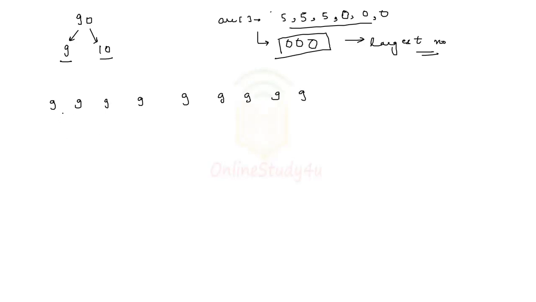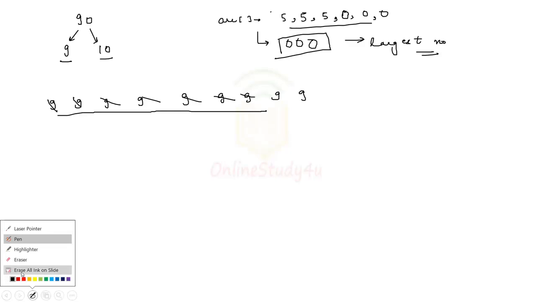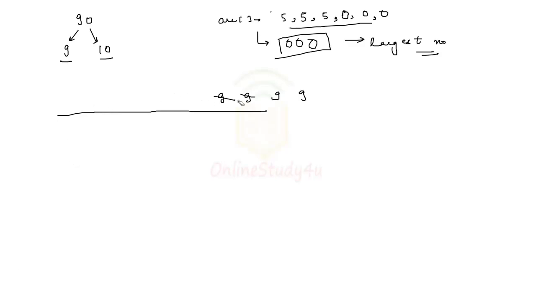When you add all these fives, suppose you have 5 nine times, what is the output you will get? You will get 45. So 45 is directly divisible by 9, correct?